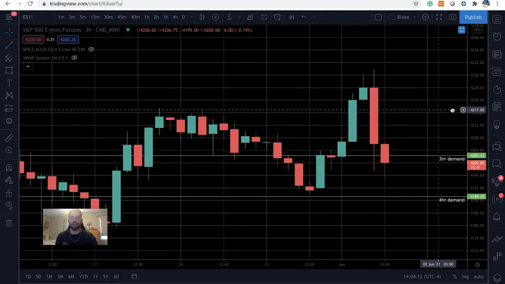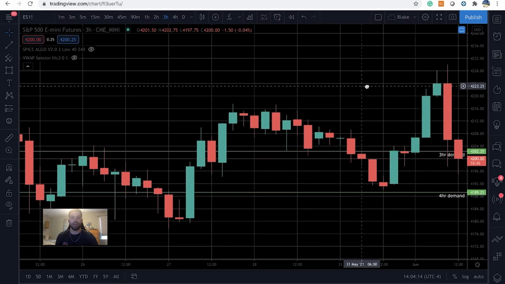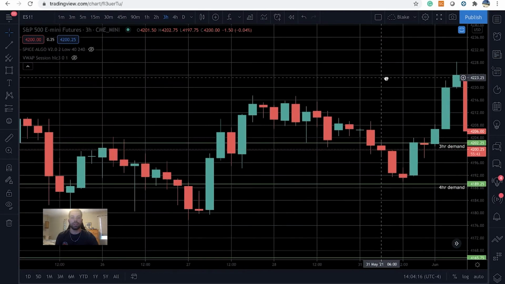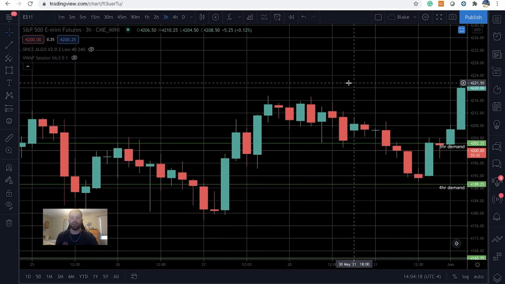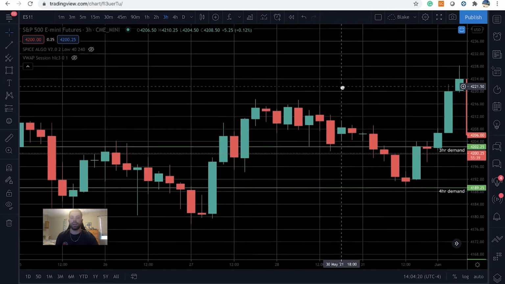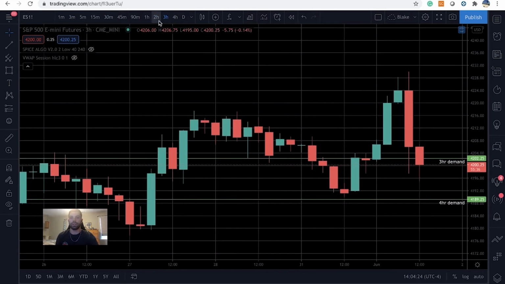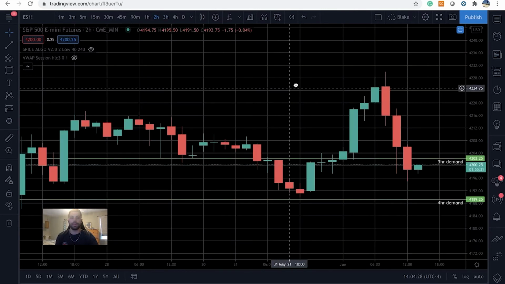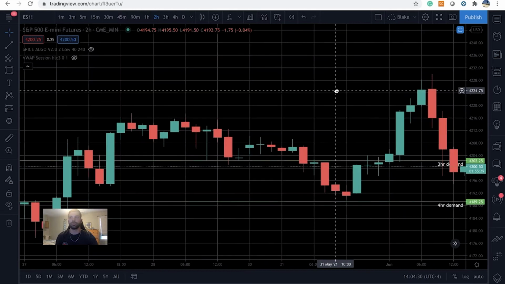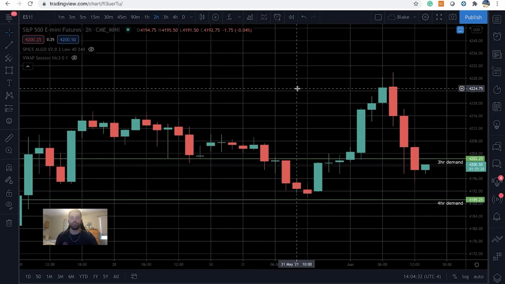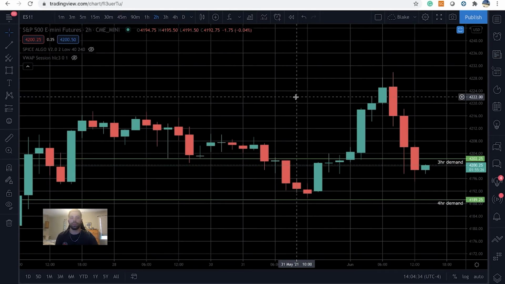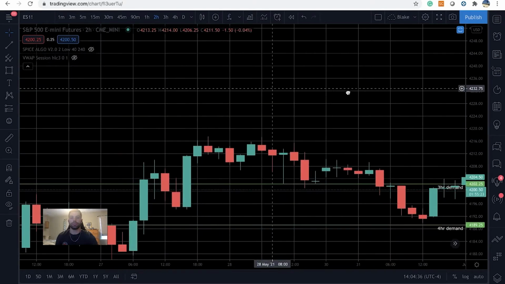Let's keep making our zones. And so 3-hour looks pretty good. Still not seeing any supply yet, right? Because we're at such a high price right now that there's not much supply on the chart. But as we go down, we should be able to find some more. So let's go to the 2-hour, right? Let's see what we got.